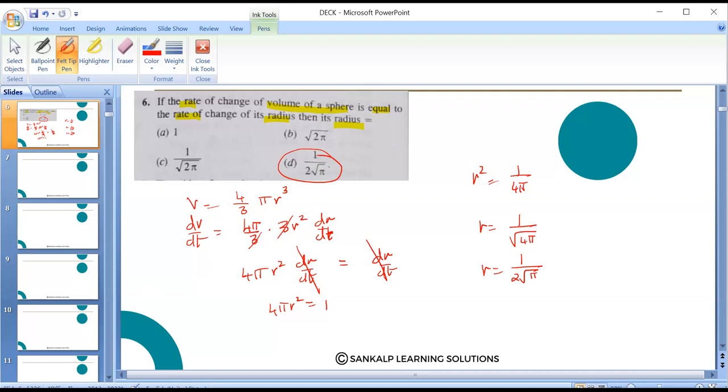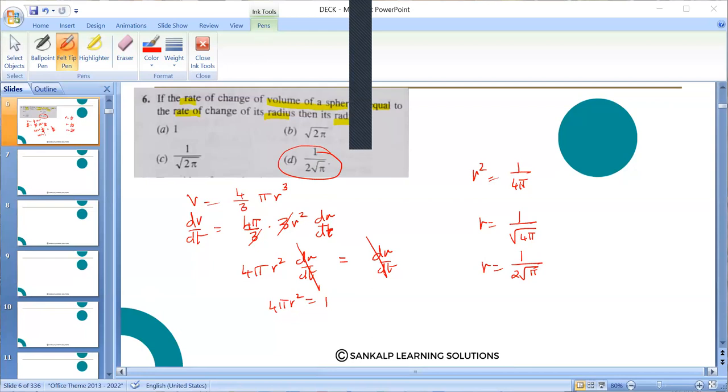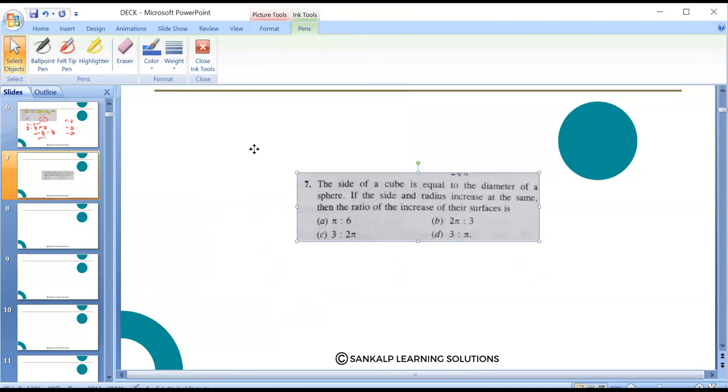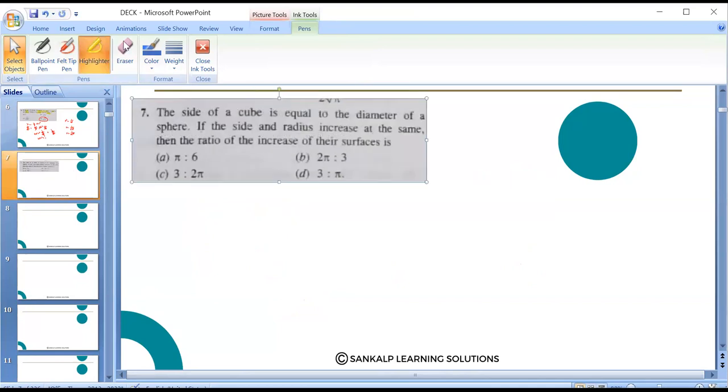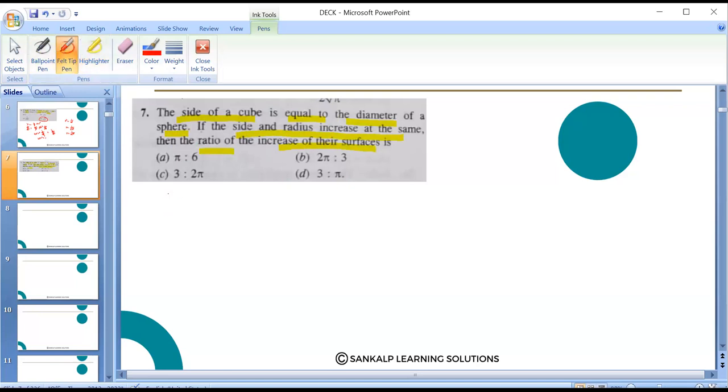Next. Question number 7. The side of a cube is equal to the diameter of a sphere. If the side and radius increase at the same rate, then ratio of increase of their surfaces is. So side of a cube is S, diameter of sphere is D. D is 2R. So side is equal to diameter 2R.